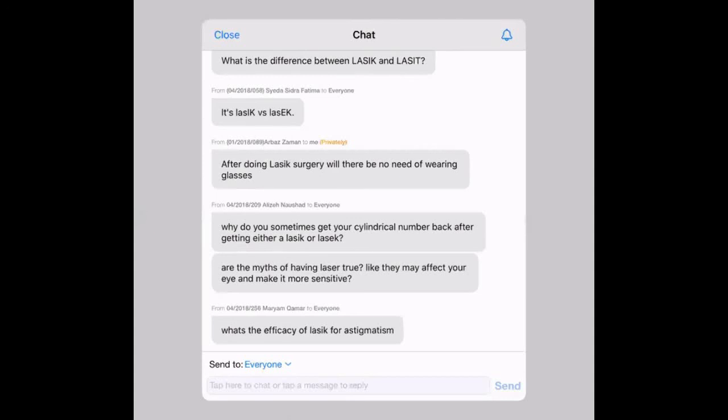Mariam, LASIK has a range for all of hypermetropia, myopia, astigmatism. Different ranges for all, usually 11 to 14 diopters of myopia, 6 diopters of hypermetropia, and 5 to 6 diopters of astigmatism. That is what it is able to correct.